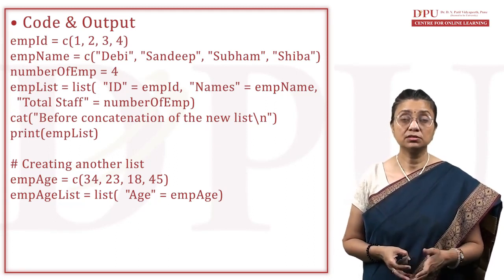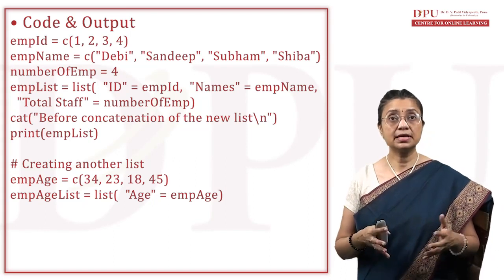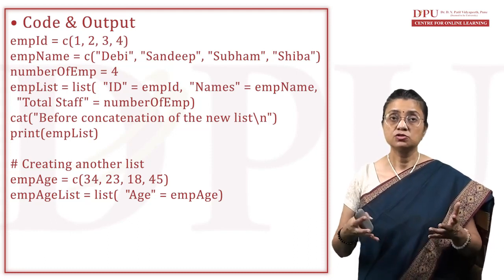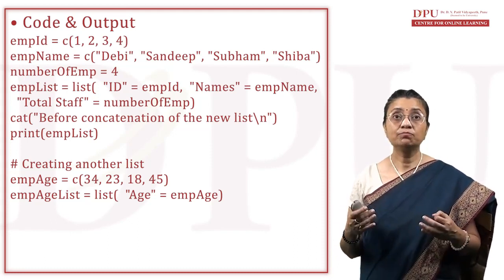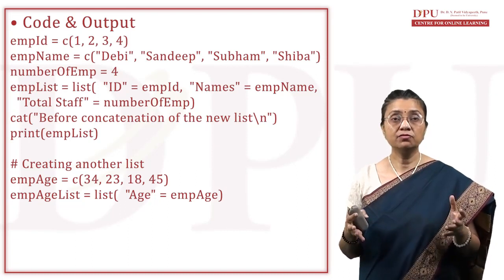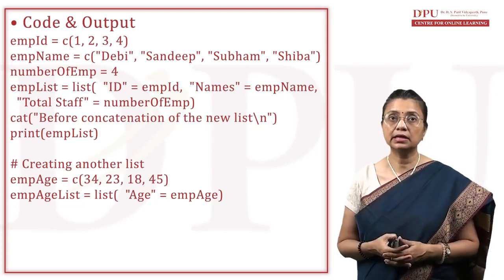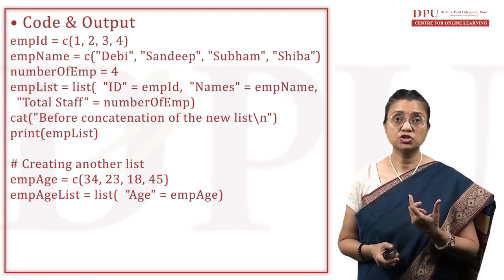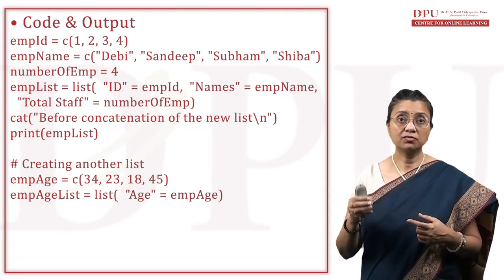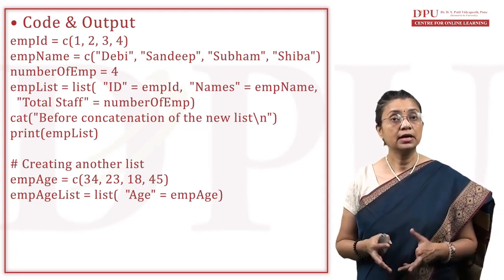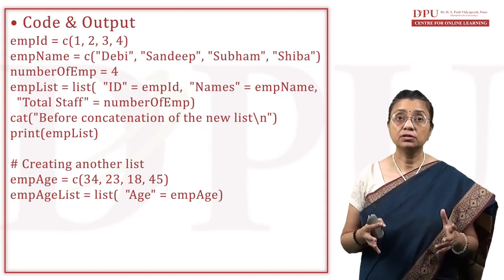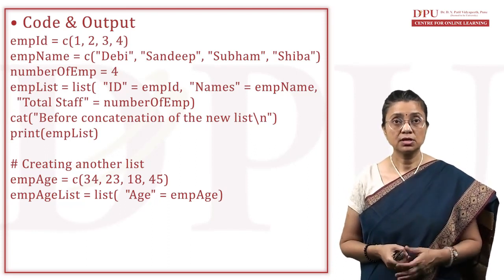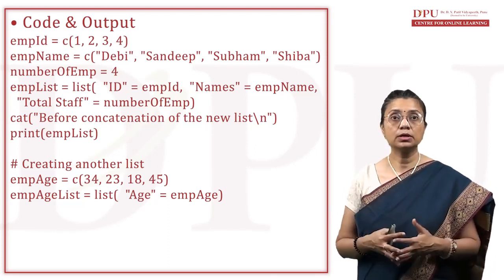Within the list function, we have empid, which is named as ID, emp name is named as names, and number of employees is named as total staff. So that you have seen. And now what we are doing? We are concatenating, and then we have created another list that you can see in the green color, which is employee age. So we have created a vector employee age, and that vector we have passed as a parameter in the function list, and we are naming it as age. And the name of the list is age list. So now we have two particular lists. One is age list and the second one is list.